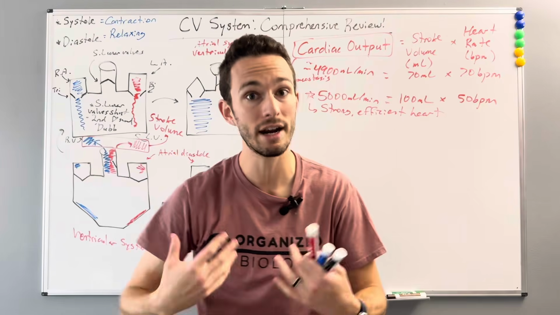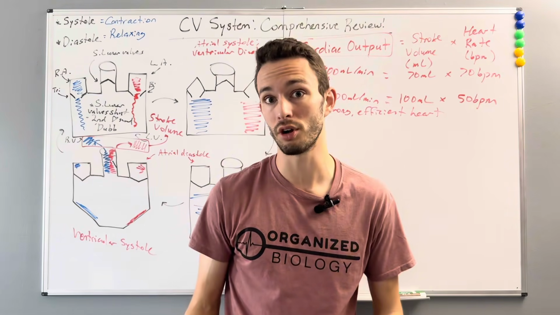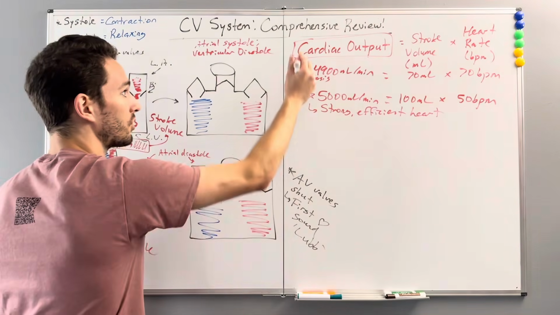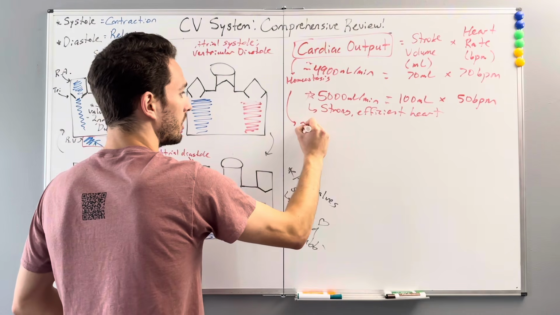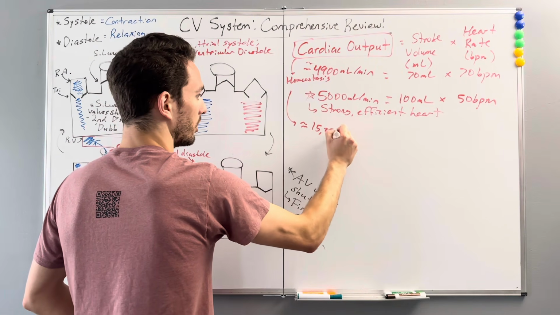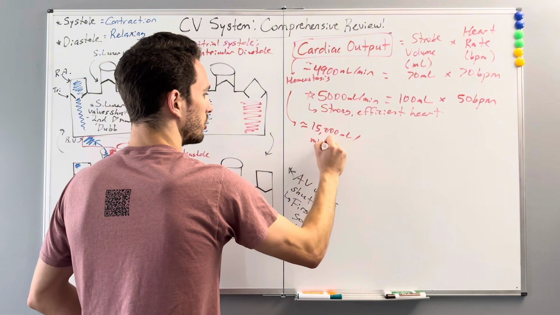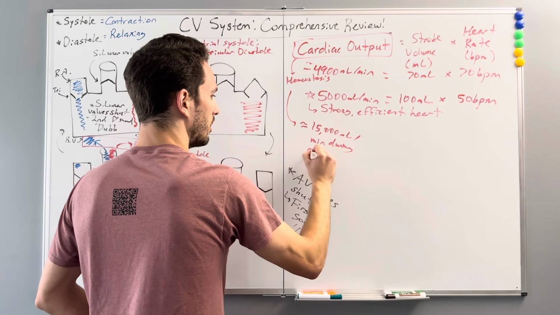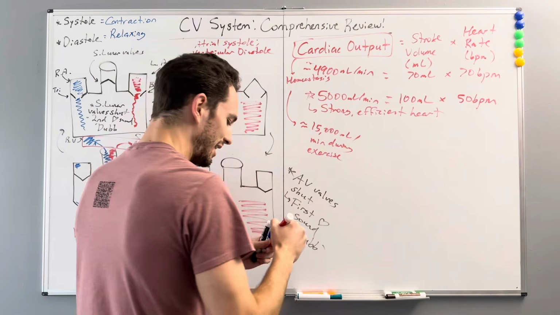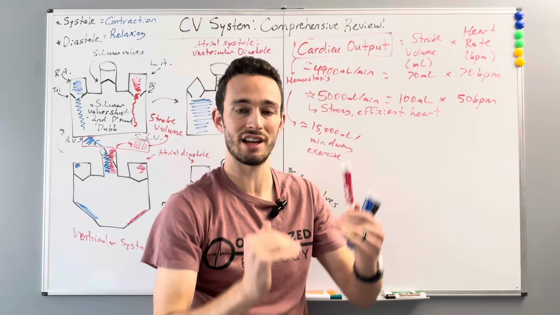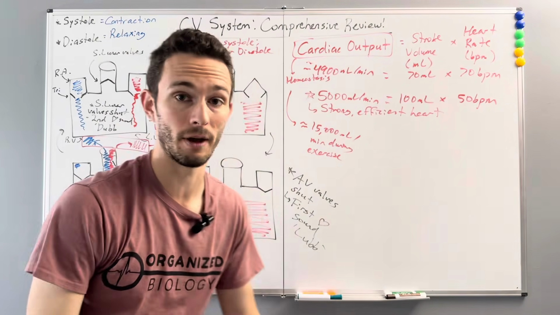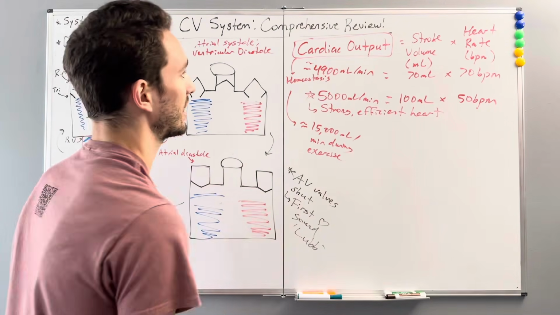Let's say you start exercising and your muscles need more glucose and oxygen. The demand of cardiac output could go up to, say, 15,000 milliliters a minute during exercise. Okay, so it's not a stable point. It kind of changes as necessary, similar with blood pressure. We can adjust based on your activity levels.